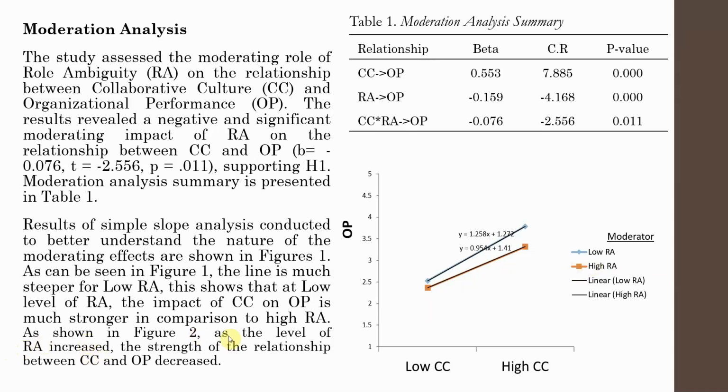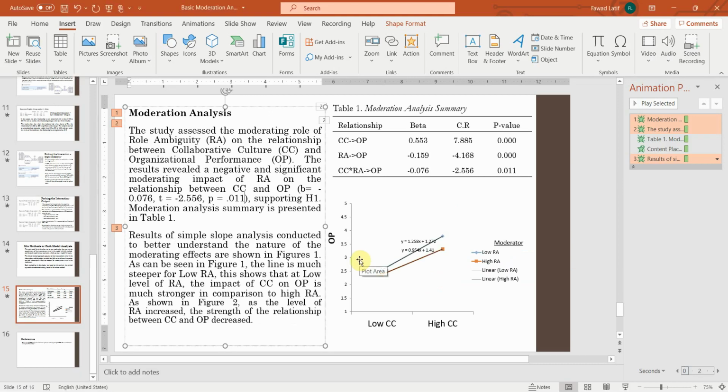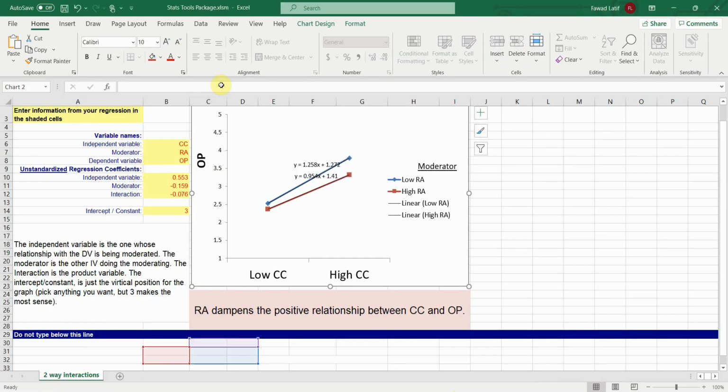As shown in figure 2, as the level of RA is increased, that is high RA, the red line, the strength of the relationship between CC and OP is decreased. At low role ambiguity, it is much stronger. How did I get this graph? I used the James Gaskin stats tool package. The link will be shared in the description.